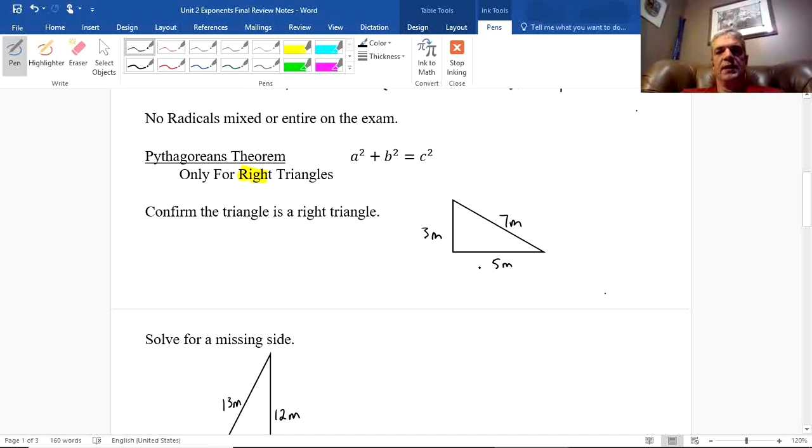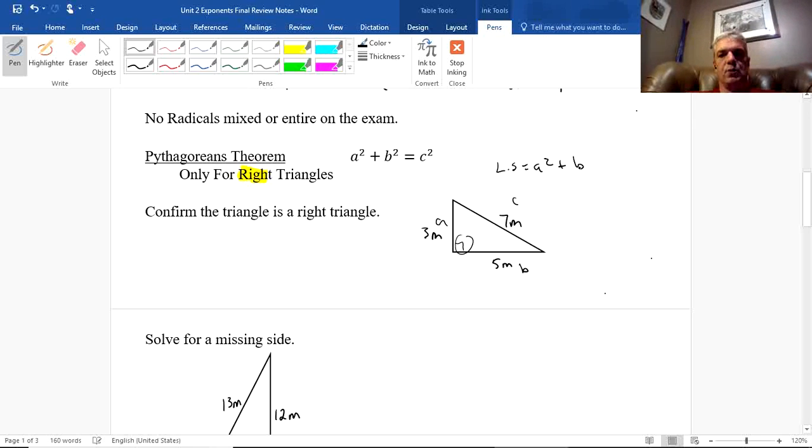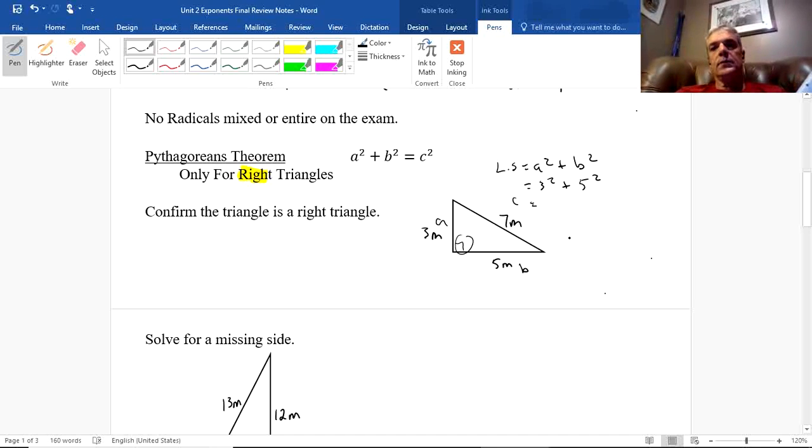And one of the things they love to do is ask you, is this a right triangle or is it not? So you need to recognize, well, if it is, it looks to me like this is the angle that would be the right angle. So you go A, B, C, and then you say A squared, the left side, equals a squared plus b squared, and that equals 3 squared plus 5 squared, which equals 9 plus 25, okay? And 9 plus 25 is 34, right? So we write the answer here as 34.